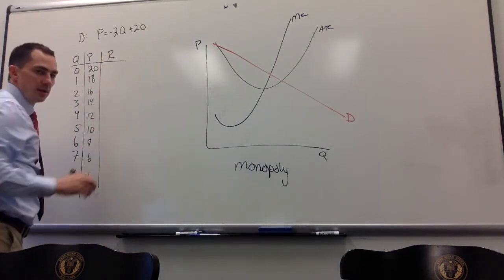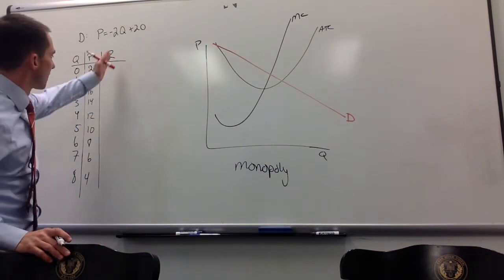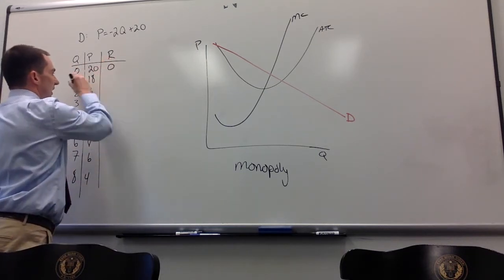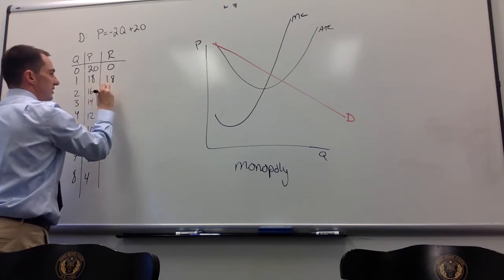I'm going to show you this numerically. Revenue. Revenue is price times quantity. 20 times 0. 18 times 1. 16 times 2.